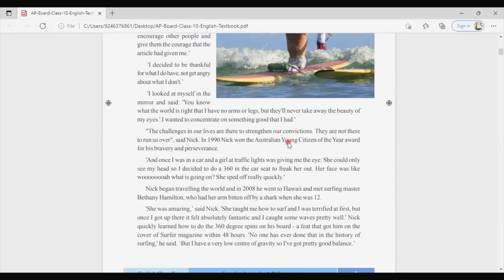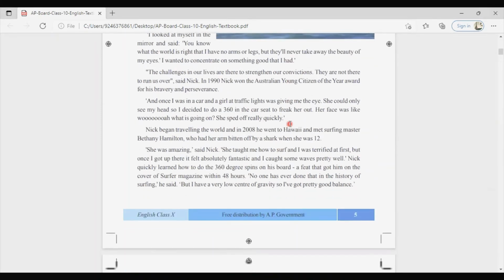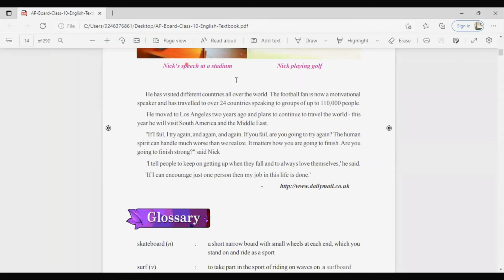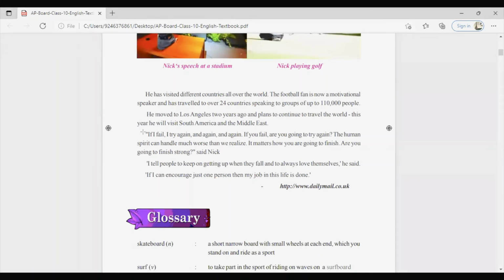He also says a few lines. What is that? If I fail, right? Yes. Those lines are nothing but what you can see here. If I fail, I try and try again and again. If you fail, are you going to try again?